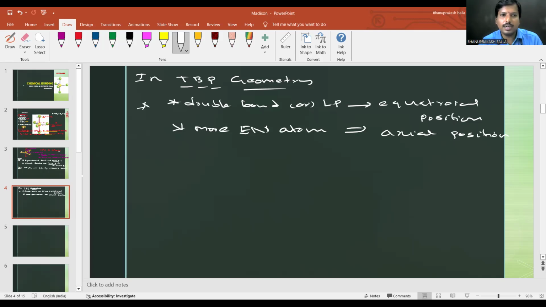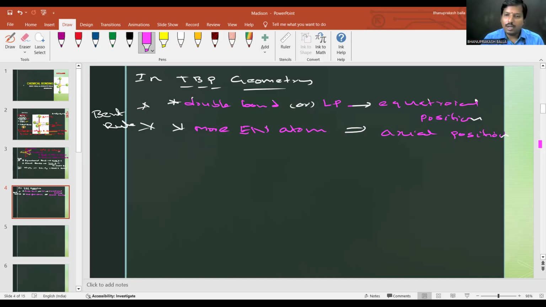So what is my point of discussion? According to the Bent rule, the double bond or lone pair of electrons always occupies the equatorial position. And a more electronegative atom always occupies the axial position. Why do double bonds or lone pairs occupy the equatorial position? Because double bonds or lone pairs have more s percentage, and the more s percentage, the more it favors the equatorial position. Obviously, a more electronegative atom has high p character, so it prefers the axial position.